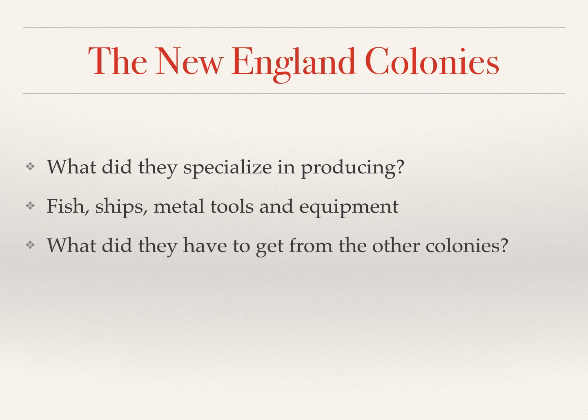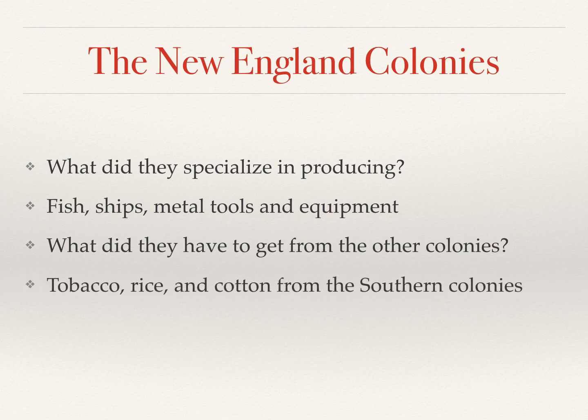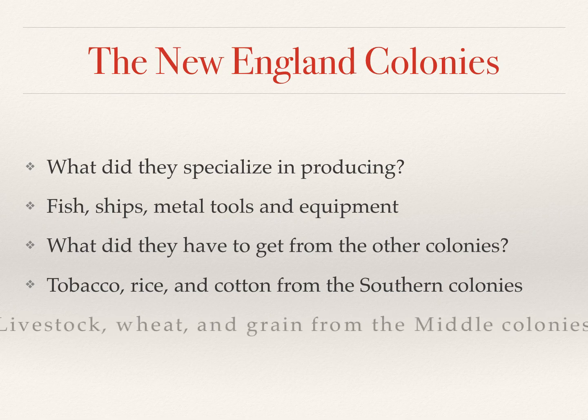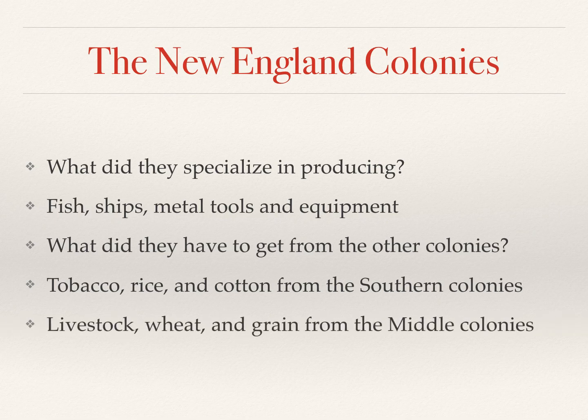However, they're going to depend on things from other colonies. So what did they get from the other colonies? Well, they're going to get things like tobacco, rice, and cotton from the southern colonies, and things like livestock, wheat, and grain from the middle colonies. So you see how they're specializing in certain goods, but you can't survive on just fish, ships, and metal tools and equipment. You need other things as an economy to survive. So they'll get those things from the southern colonies and the middle colonies.